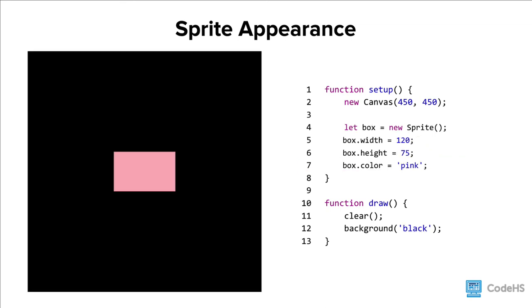Now let's create a rectangle or box sprite on a black canvas. A new sprite is created and assigned to the variable box. To create a rectangle shape, the width and height properties are defined with dot notation. This box is 120 pixels wide and 75 pixels tall. The box sprite's color is defined as pink. Remember that when no X and Y properties are defined, they automatically position sprites in the center of the canvas.